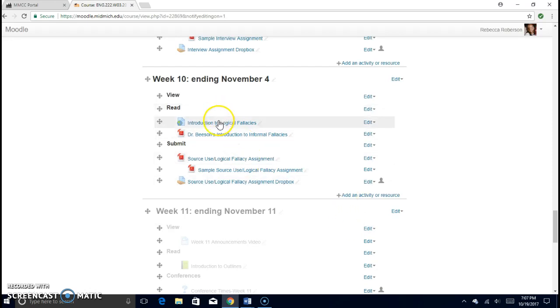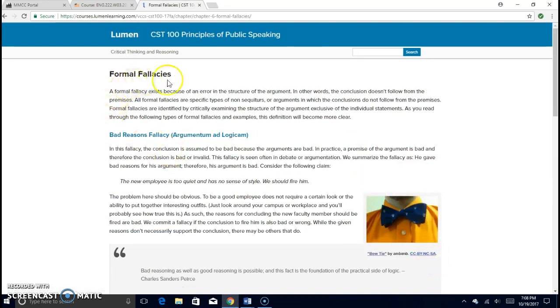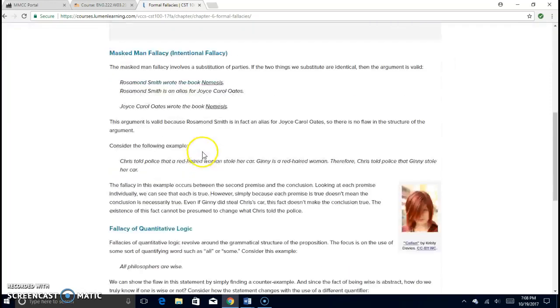So your first reading for this week is a link to another Lumen Learning page. This one's kind of interesting. There's about 5 pages here that I'd like you to look through, starting with this one which explains what fallacies are. Then go on to the next page that talks about formal fallacies. It gives an explanation of what formal fallacies are, what each one is, and then an example.